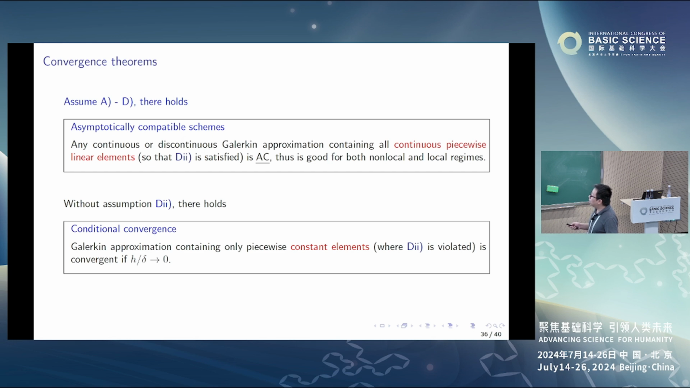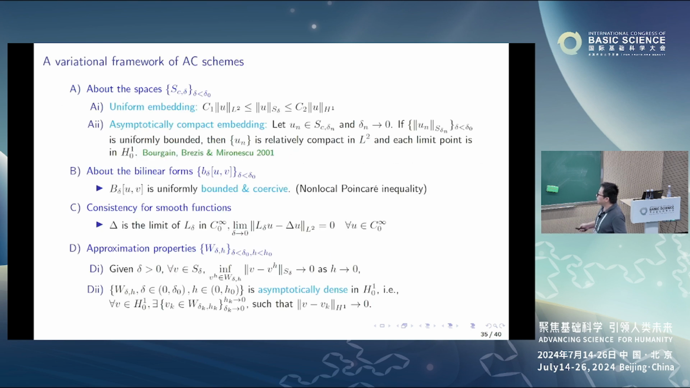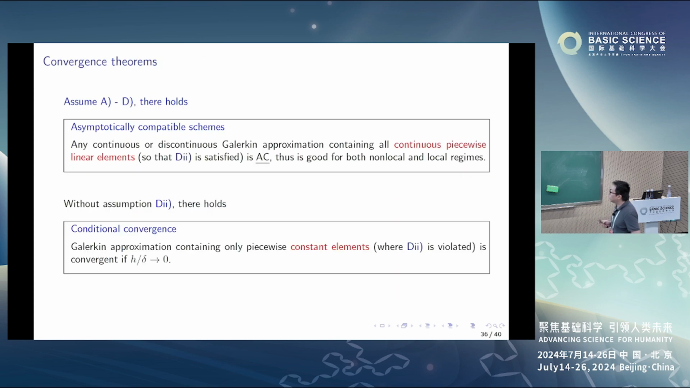So we can prove that this kind of scheme is AC, and therefore it is good for both non-local and local regions. But if we don't have the D2 assumption, for example, if the finite dimensional subspace only contains piecewise constant elements, which is not a function, so obviously we don't have that. Then in this case, we can only prove the conditional convergence. The scheme is convergent only if the ratio H over delta converges to 0. If you keep the ratio, the scheme never converges.